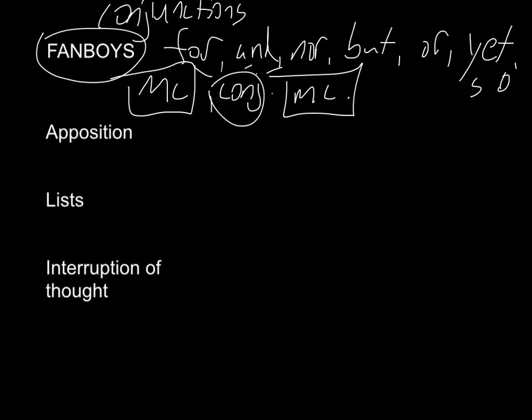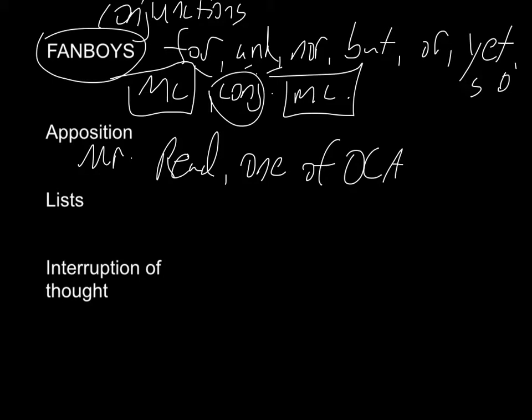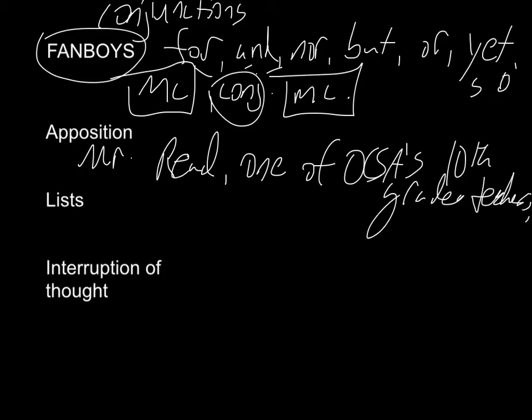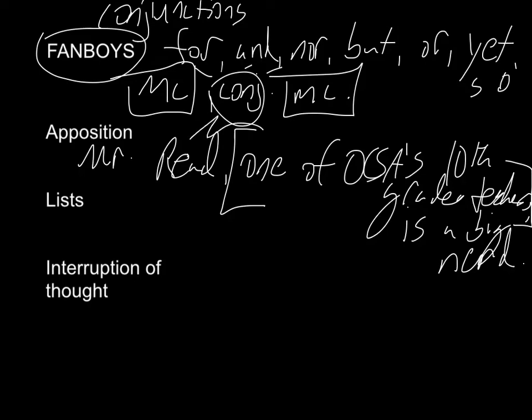Apposition would be if I said something like, Mr. Reed, one of OSHA's tenth grade teachers, is a big nerd. Okay. This item here, apposition, is in apposition to Mr. Reed, which basically means that it's restating it. Okay, it's redefining it, and you'll have to use a comma there.